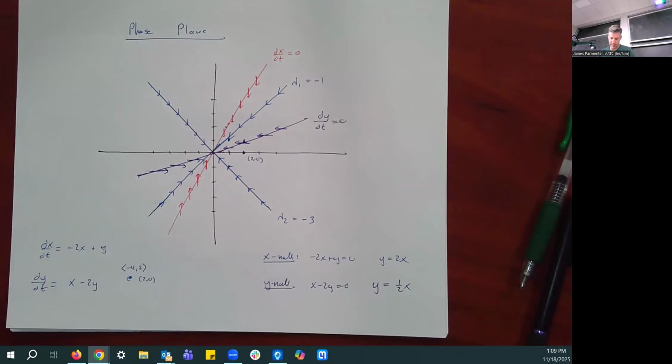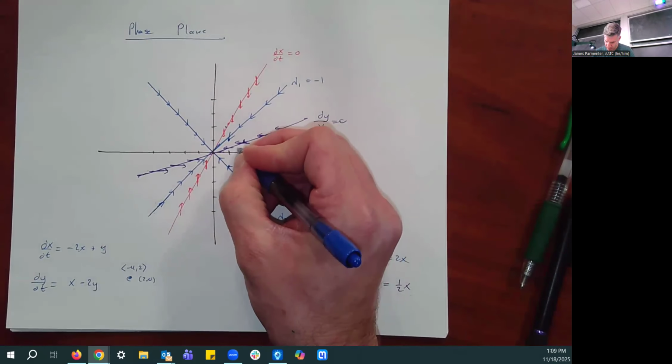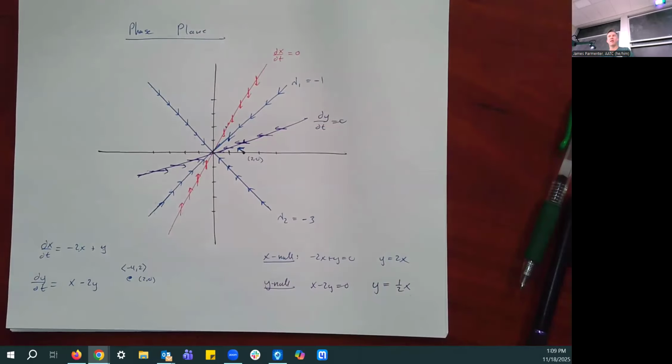Left and up? That seems interesting, James. But it is what we're getting, right? If x is 2 and y is 0, we're going left and up. But more left than up, so we're kind of going that way. Oh, that makes sense. Why do I think that makes sense?